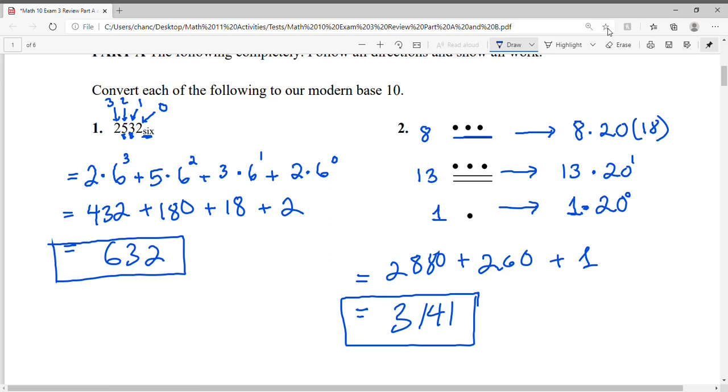So double check your work. Make sure you can add all of this up and get 3,141.